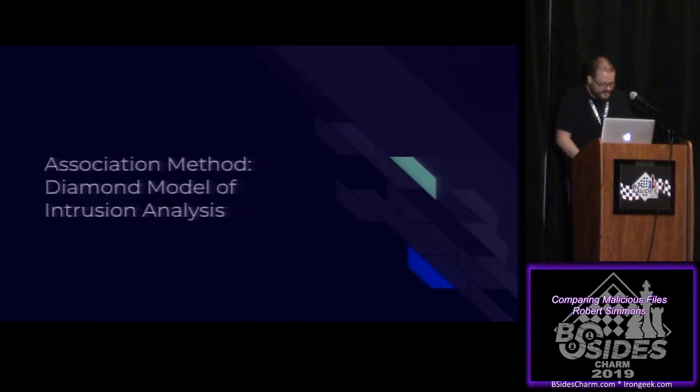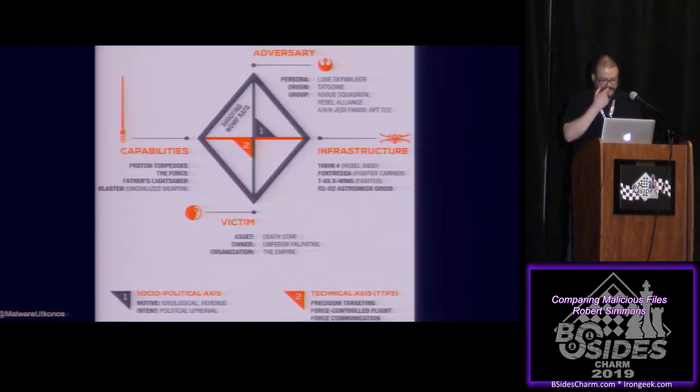The next method that I'm going to talk about is the diamond model for intrusion analysis. I'm not going to go into too much detail here. In a couple of slides, you'll have a link to go read the paper itself and go into complete detail. But I want to show you a graphic from my old team that we developed. You'll notice that we used the diamond model to analyze Star Wars. This is a little bit of an inside joke, but the victim is actually the Death Star, and the adversary is Luke Skywalker.